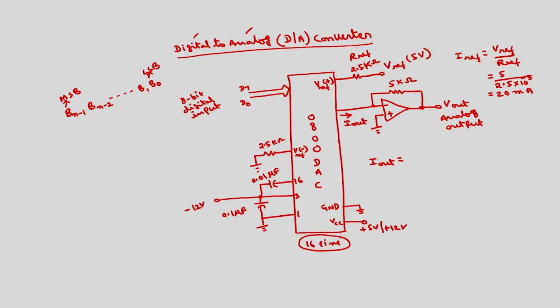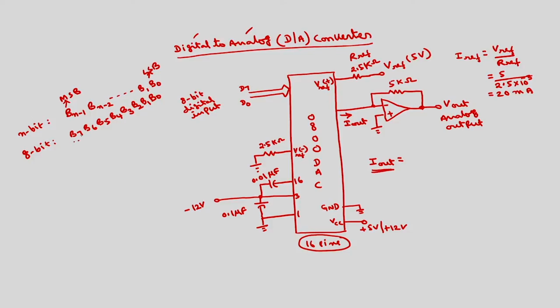If it is 8 bit, this will be B7, B6, this is for n bit. For 7 bit, 8 bit, B5, B4, B3, B2, B1, B0. So this output current I out is proportional to these bits.